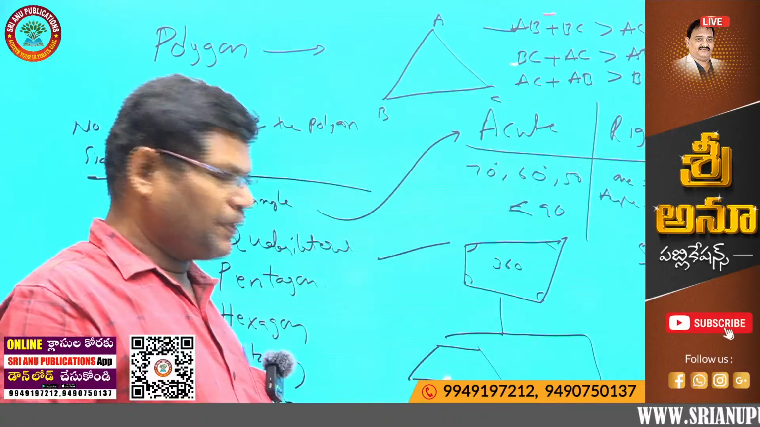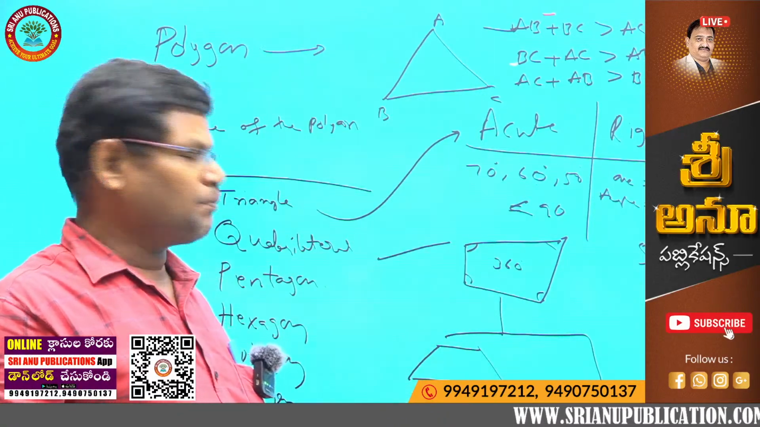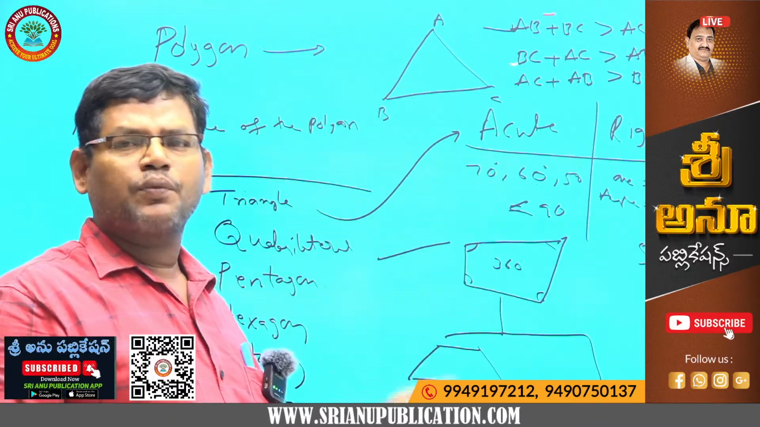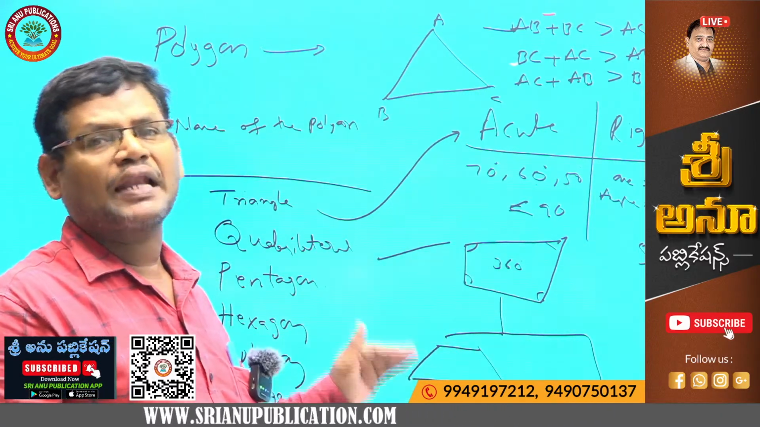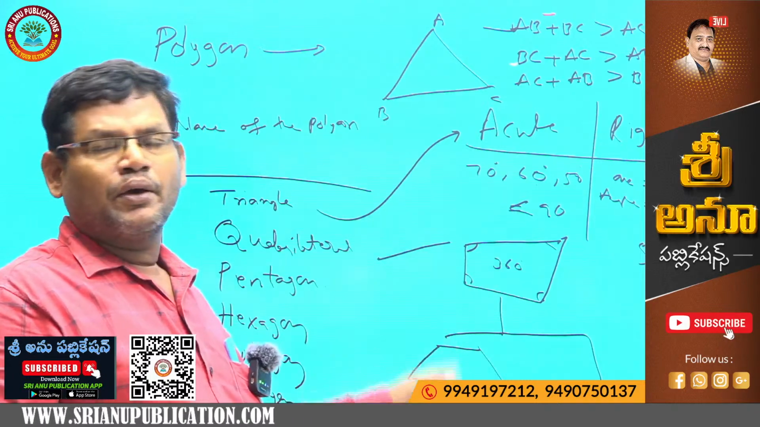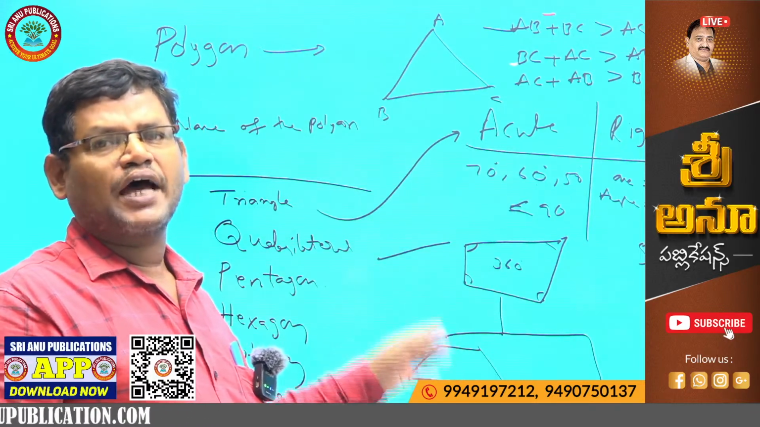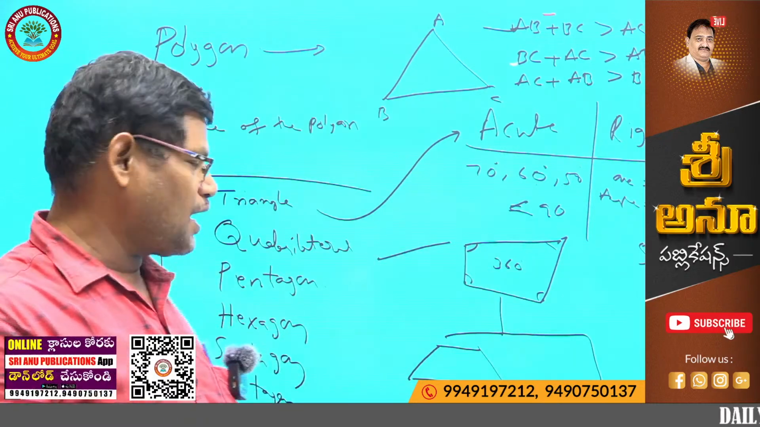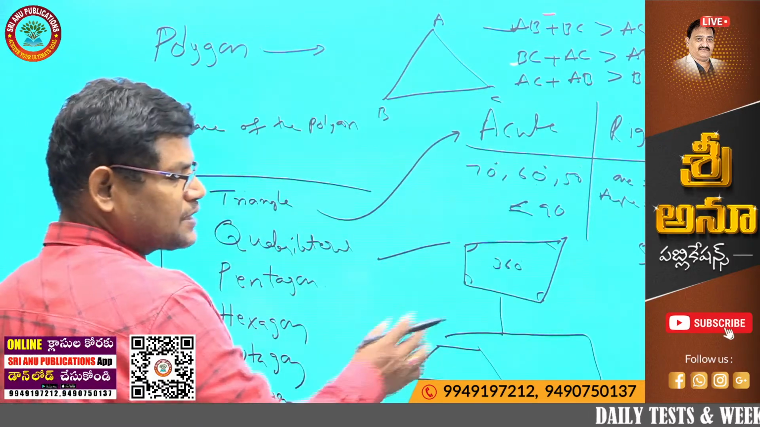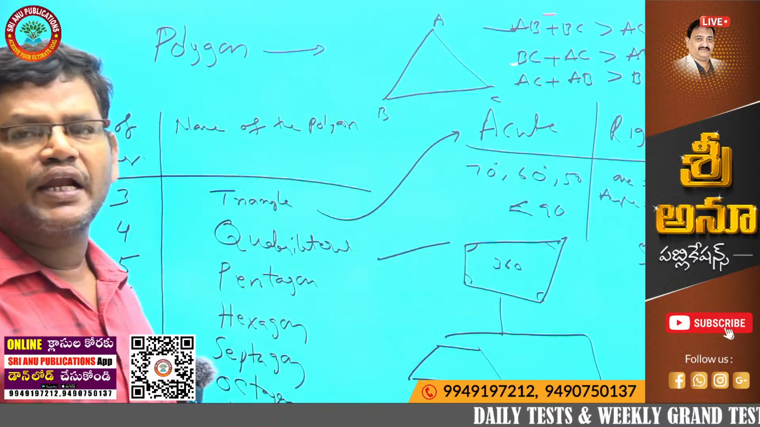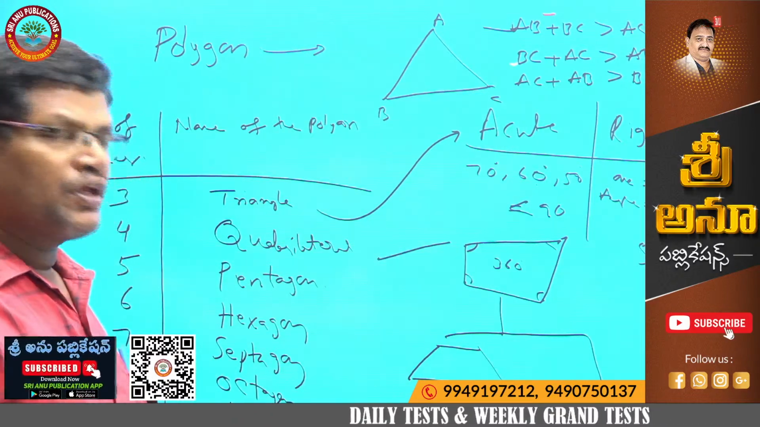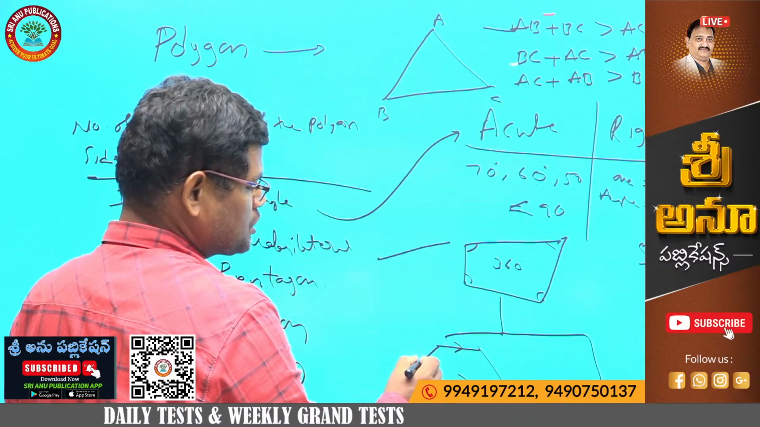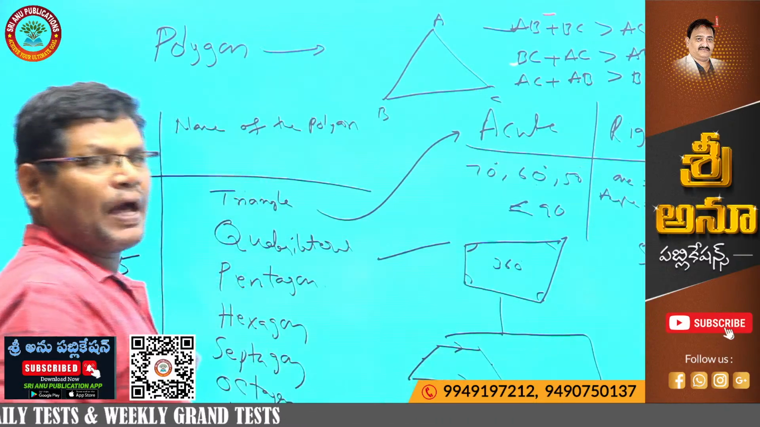Now in the trapezium, only one pair of the opposite sides is parallel. One pair of opposite sides is parallel and the other two are non-parallel. That type of quadrilateral is called the trapezium. So in the trapezium, these two sides are parallel, but these two sides are not parallel.